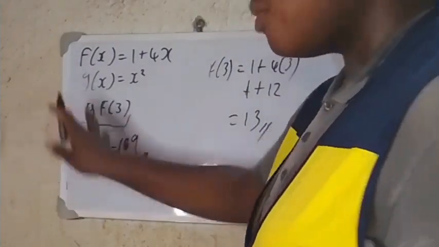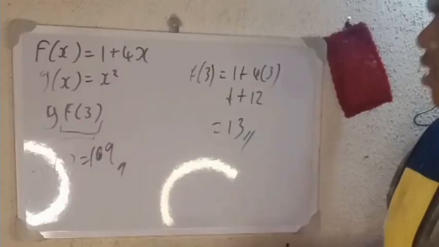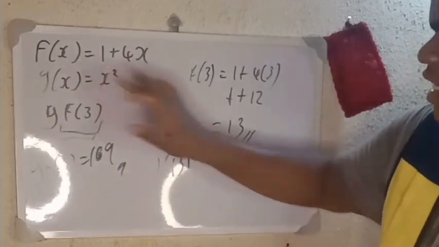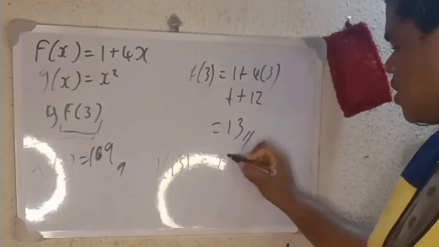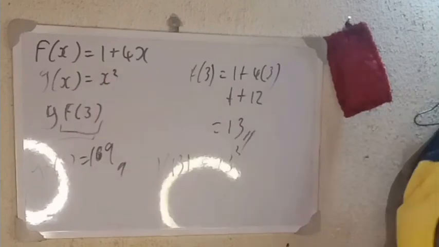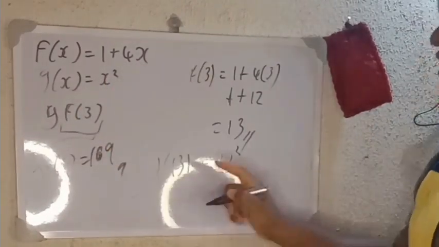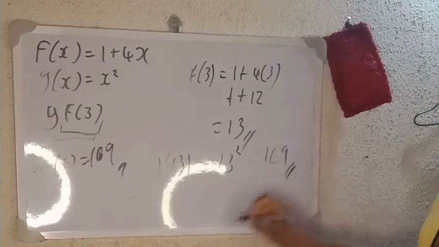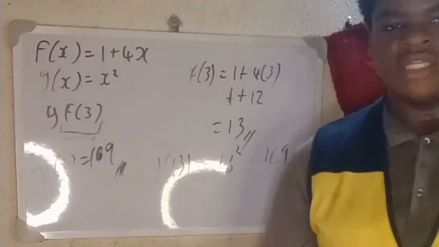So now sum it all up, g of f of 3 is just simply going to be g of 13. So now we're going to add 13 inside this equation. This will be equal to 13 squared. Don't forget g of x is equal to x squared. So g of 13 is going to be equal to 13 squared. Now 13 squared is what? 169. 169 here, 169 here. The same answer for both of them.